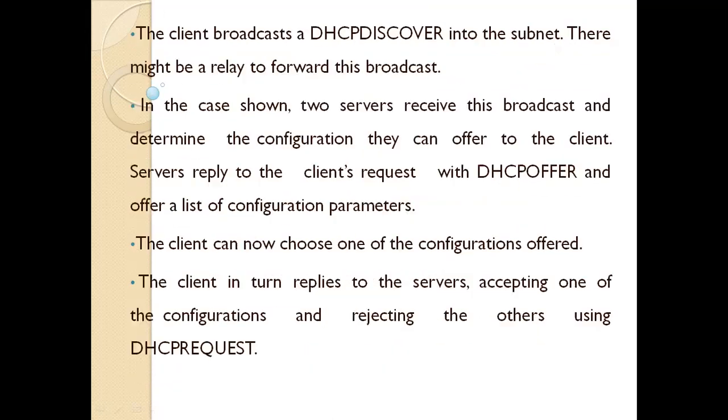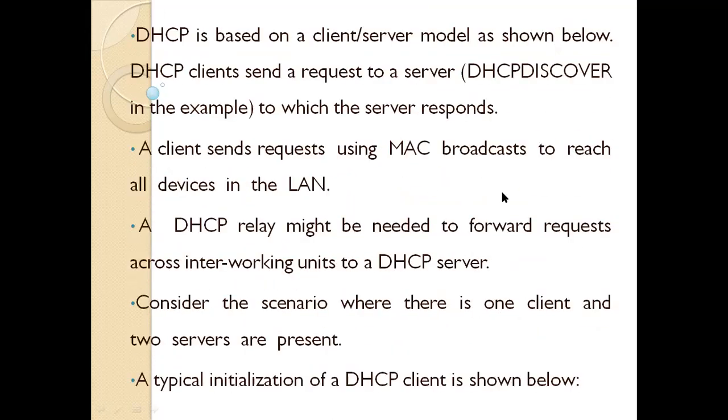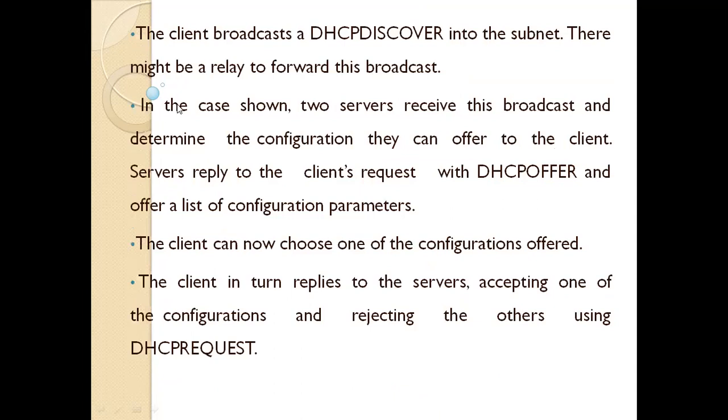DHCP is based on client server, and a client sends a request using MAC broadcast to reach all devices in the LAN. But a DHCP relay might be needed to forward requests across interworking units to a DHCP server. So consider the scenario where there is one client and two servers. A typical initialization of a DHCP client is shown in the figure below. The client broadcasts a DHCP discover into the subnet. There might be a relay to forward this broadcast.